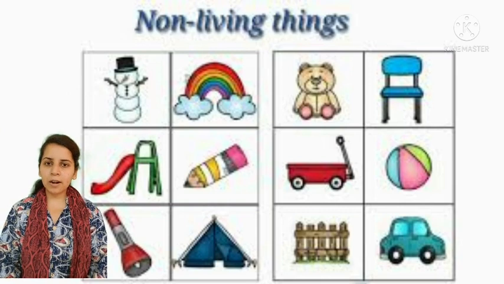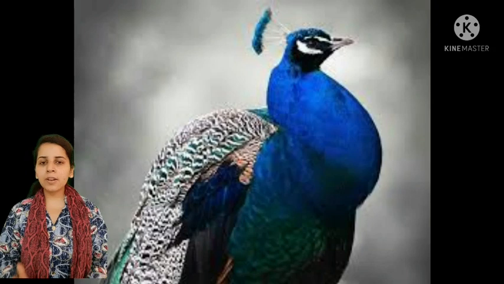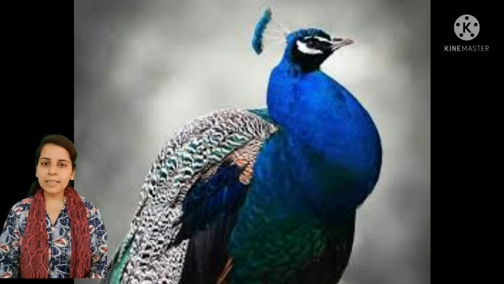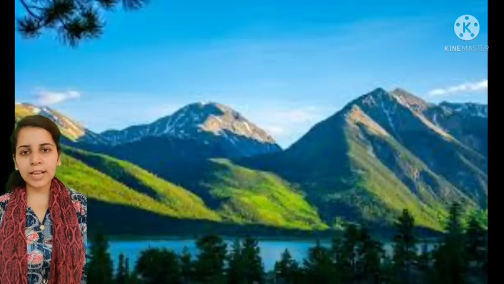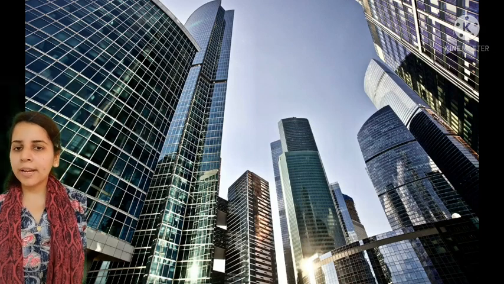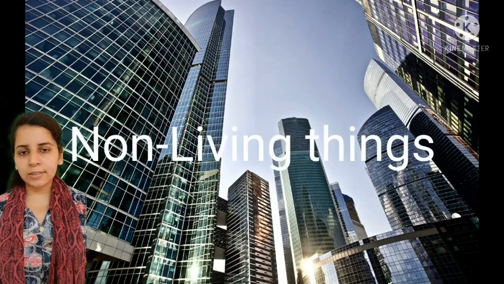For example, plants, animals, birds, all these can grow, they can reproduce, they feel and react, they need food and water and they breathe also. So all these are living things, right? So what about rocks, mountains, cars, buildings? Do they show the characteristics of living beings? No. They are not able to grow, they cannot breathe, they cannot move, right? And they cannot reproduce. So all these things are non-living things.